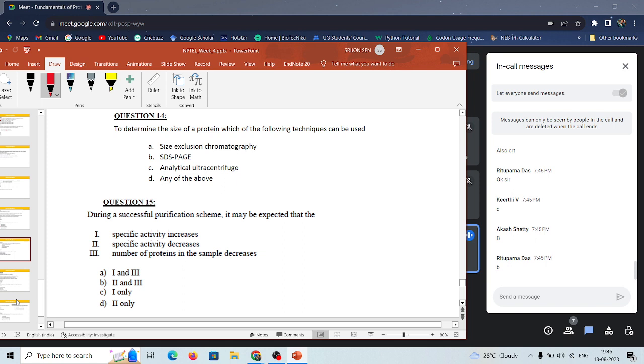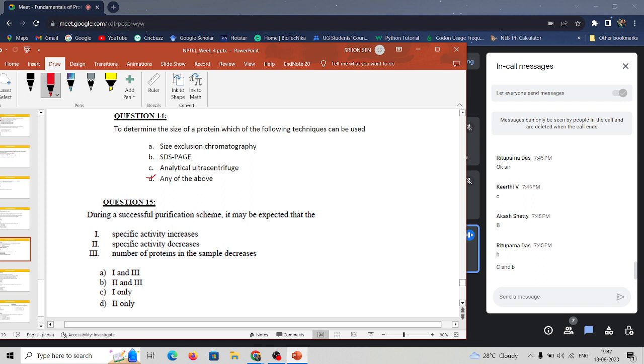Actually you can use all of these techniques for determining the size. Analytical centrifuge can also be used, but you cannot use size exclusion chromatography. It only tells you about the monomer, dimer, or what? No. It also tells you about the size of the protein, because when you run a control experiment of known molecular weights and then you run your protein of interest, from there you can tell what is the size of your protein. So all A, B, and C are correct. So any of the above is correct. We can use analytical centrifuge, SDS, as well as size exclusion chromatography.